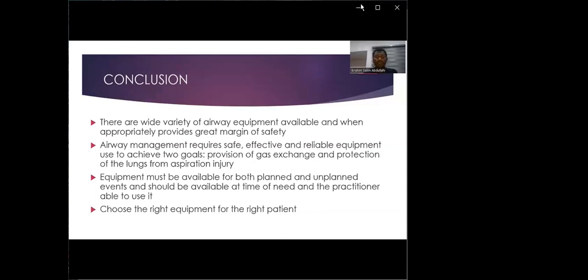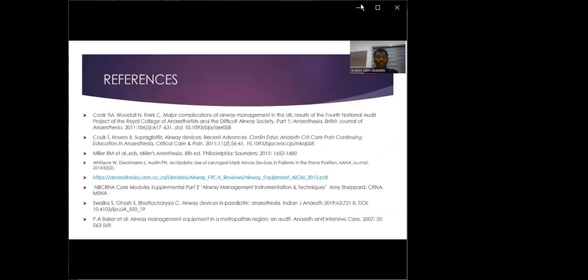And we should make it a habit that at the end of a patient assessment, airway assessment, we have a plan A, B, C. And with this, we will ensure that all equipment for the various plans are available, and we don't have to be running helter-skelter to get the equipment when the need arises. So we should choose the right equipment for the right patient.